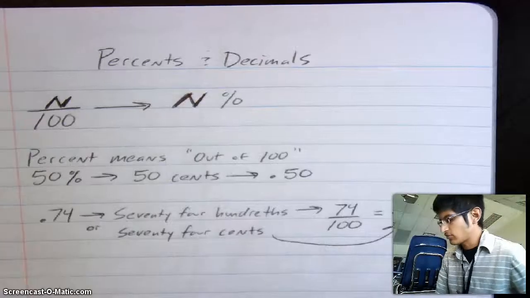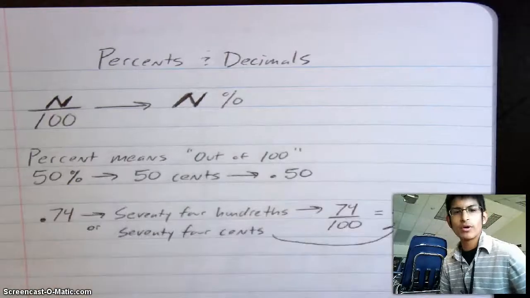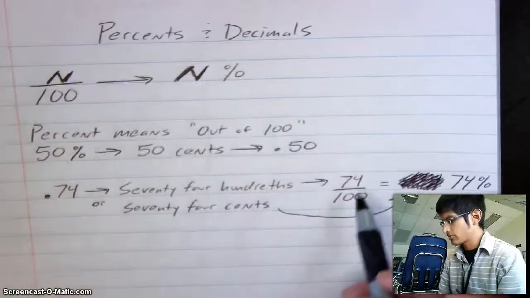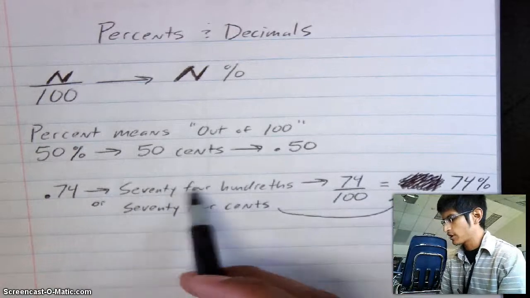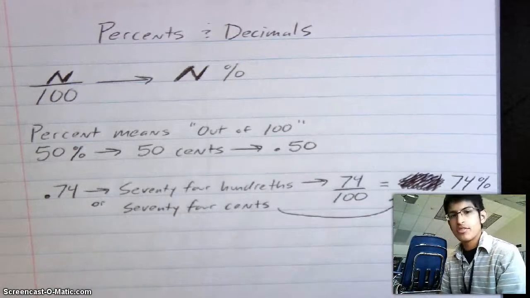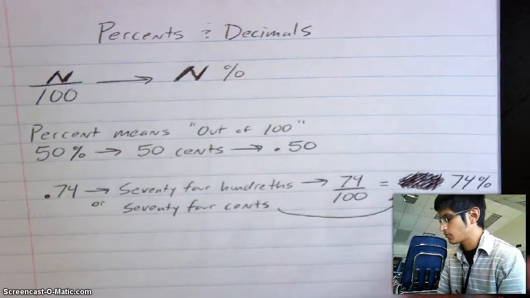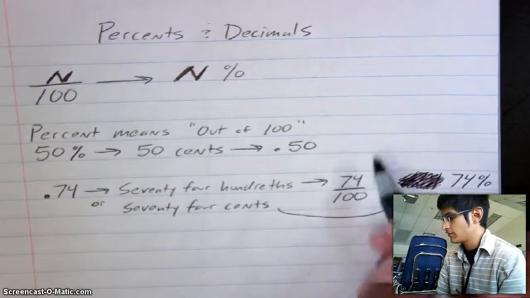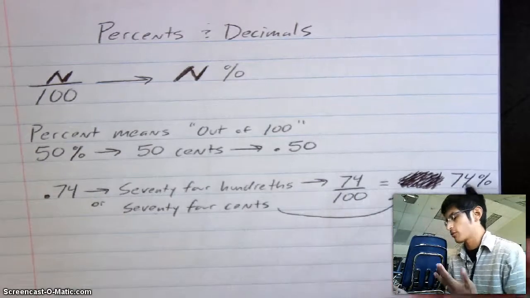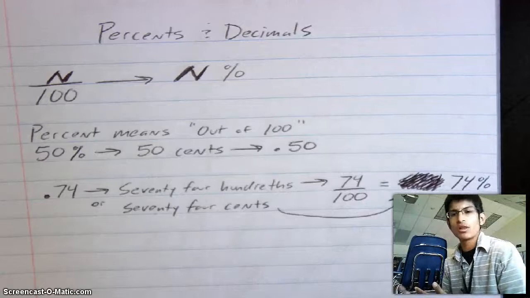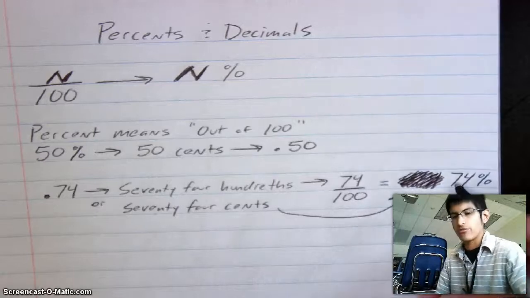So if you had like 74 hundredths, one way you can write this would be to write it as 74 over 100, 74 hundredths. Or you could say this is like reading it 74 cents. And so 74 cents means you have 74%. 74 hundredths means you have 74%. So no matter which way you look at it, the answer is going to be 74.